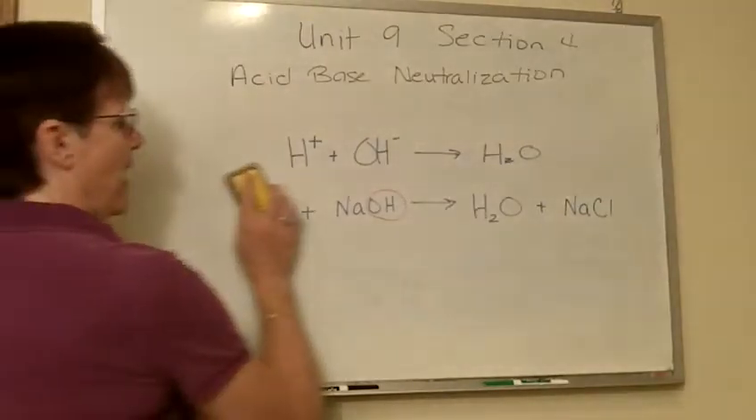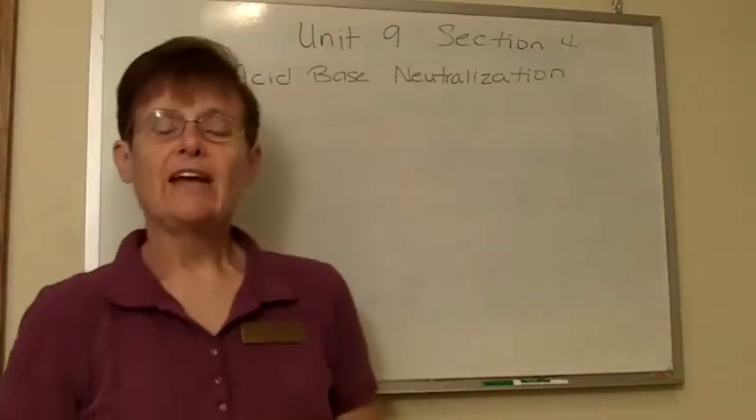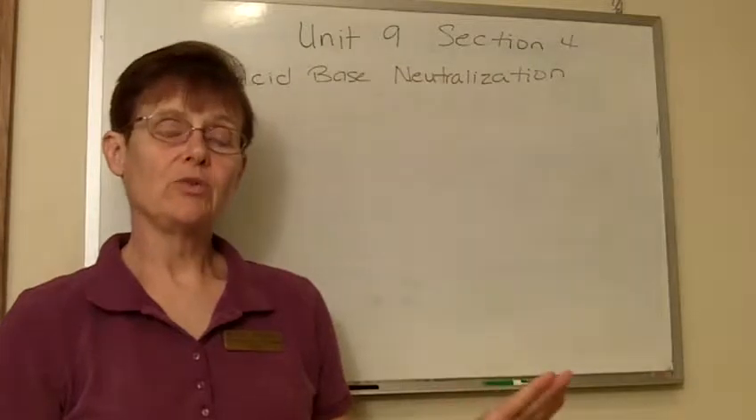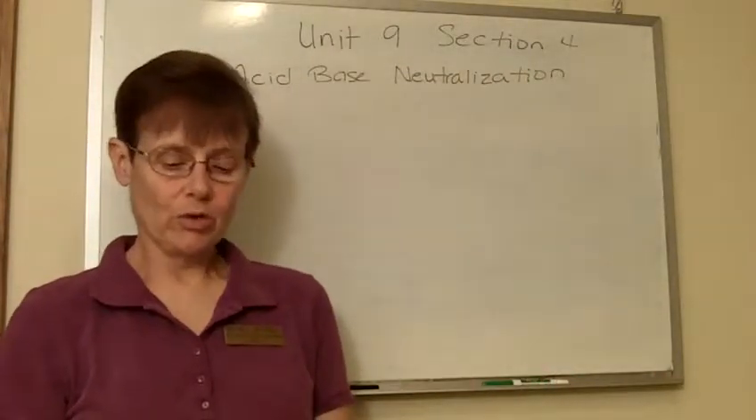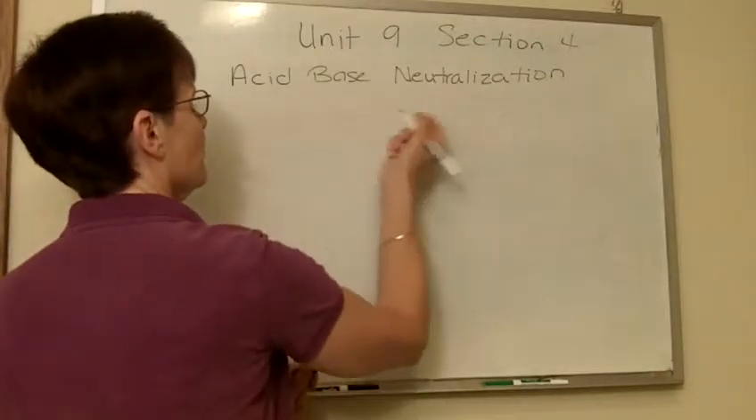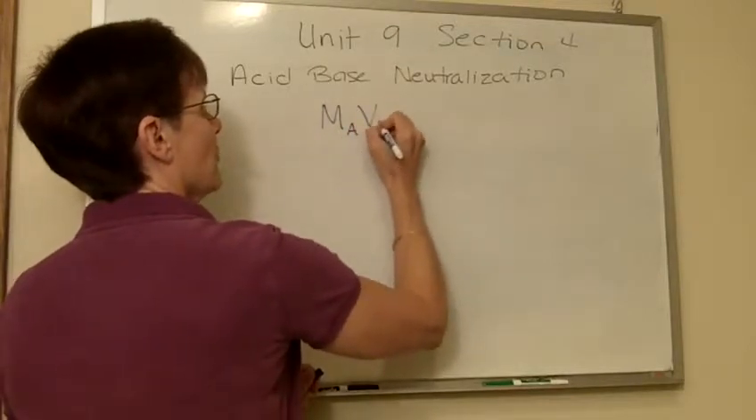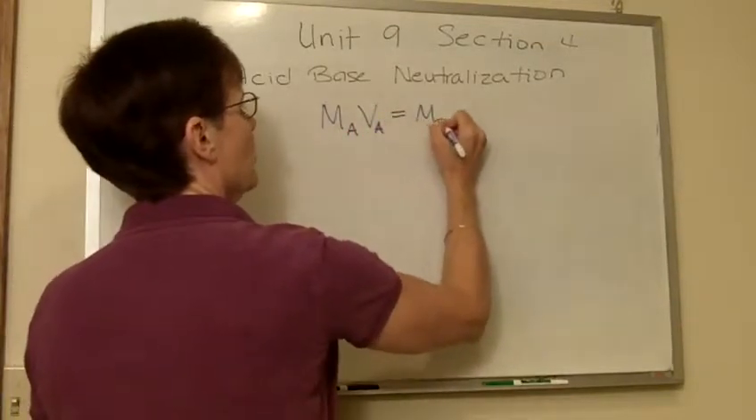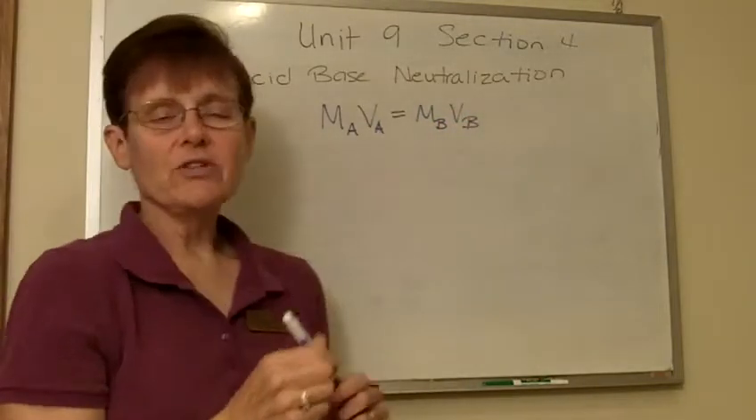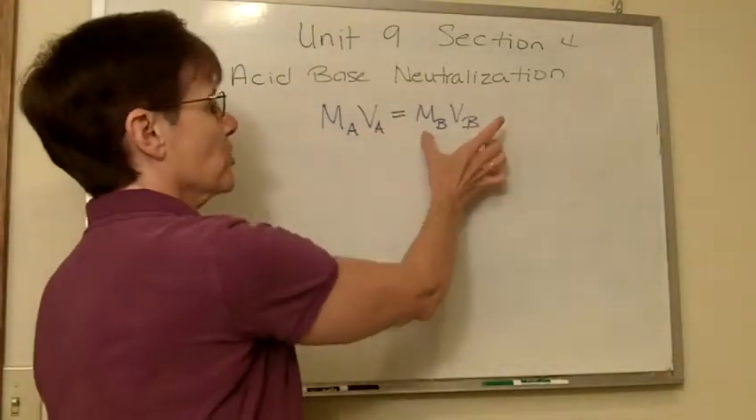All right, so let's look at doing some math with this. We've done a titration already, and I had you do the math in a way that was very similar to the way that you'd already learned how to do stoichiometry. But I'm going to show you an equation now that we can use for titrations, and that's the molarity of the acid times the volume of the acid equals the molarity of the base times the volume of the base. I want you to understand why this equation works. It works because we're setting moles equal to moles.